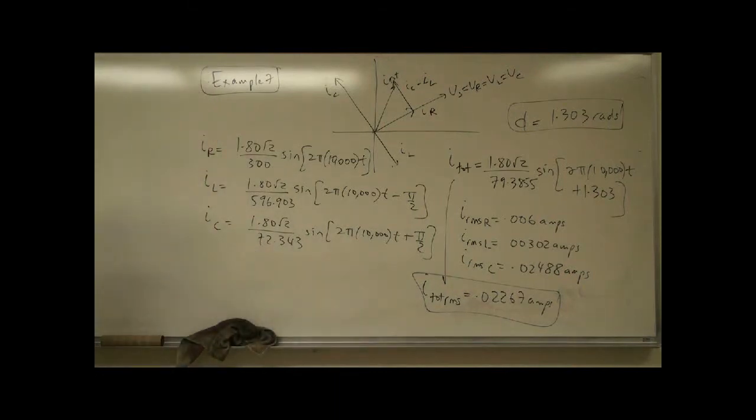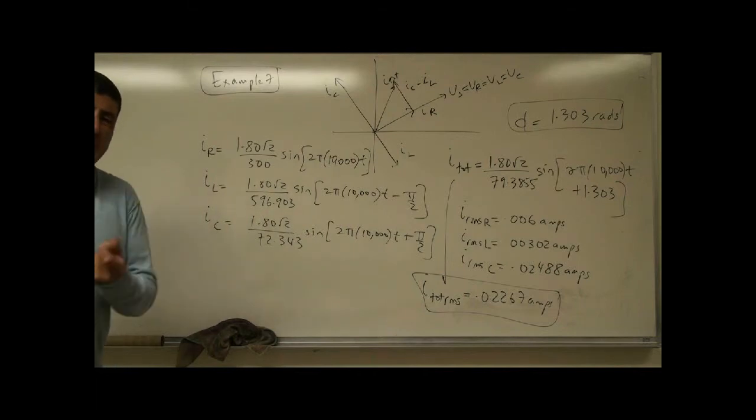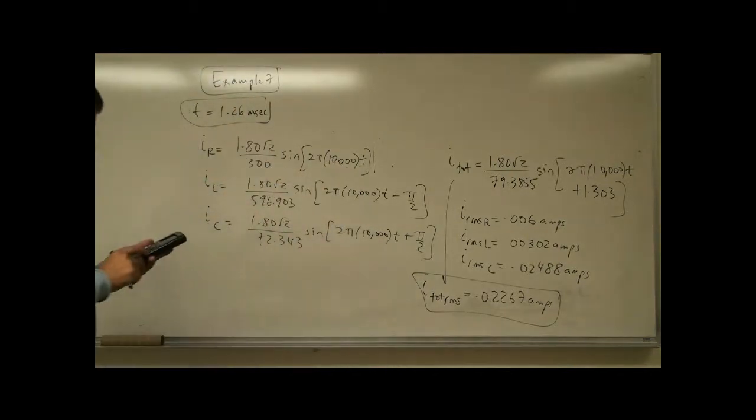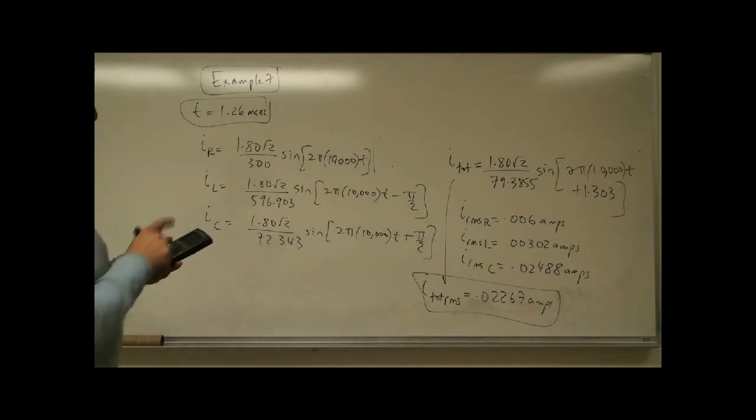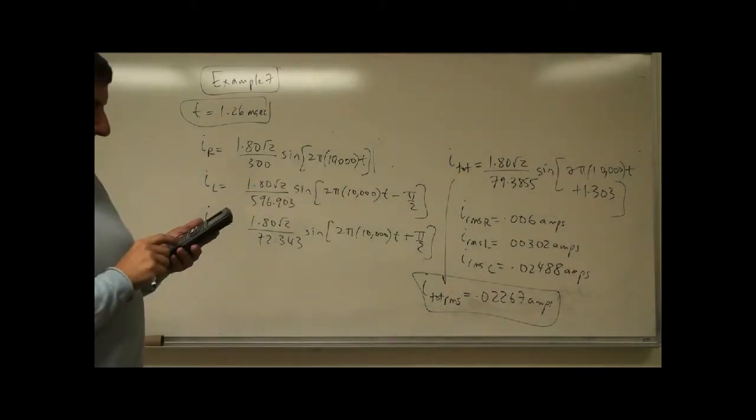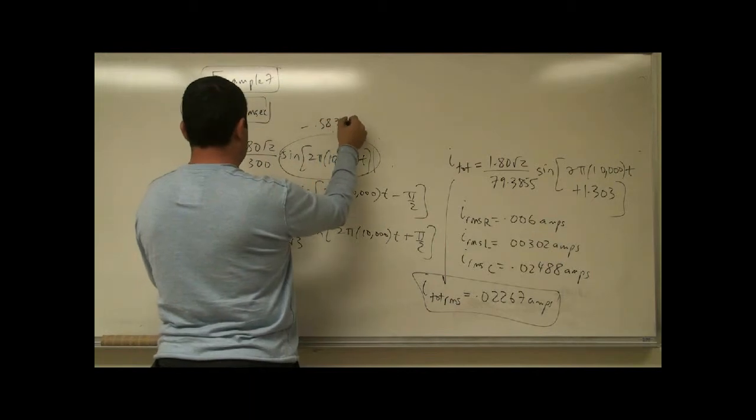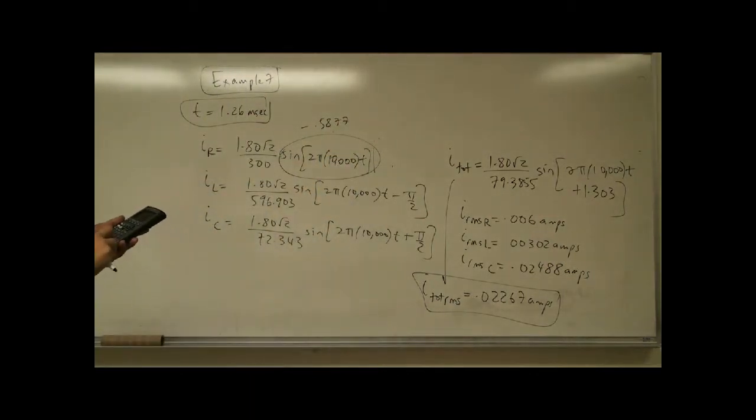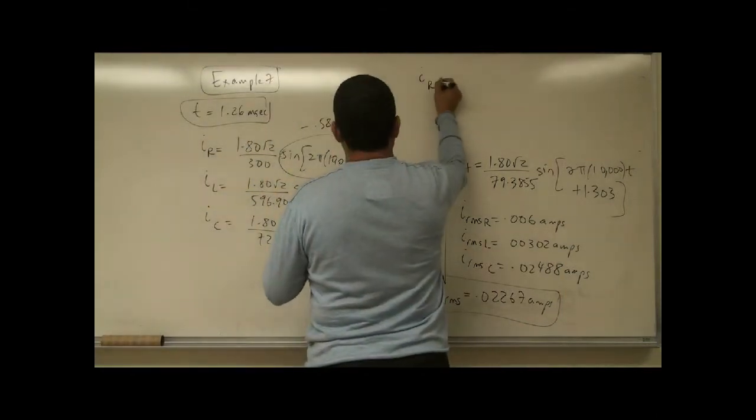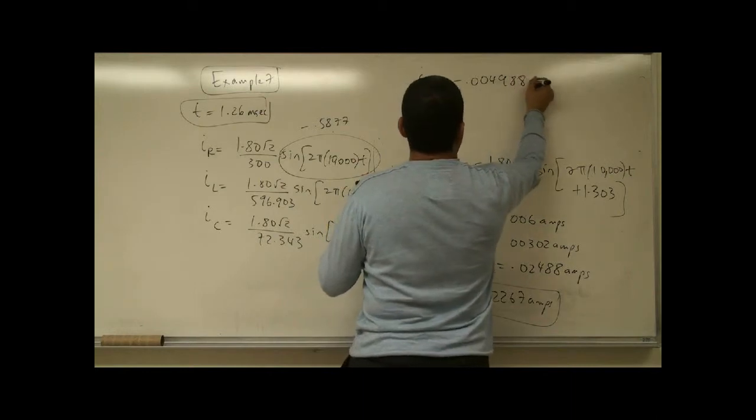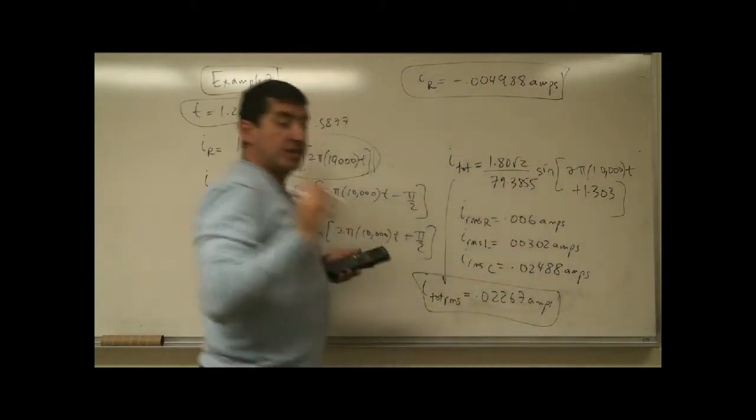Now if the problem tells you at a particular point in time what the value of the current in each is, we put that 1.26 milliseconds into here. So we get sine of 2 pi times 10,000 times 1.26 times 10 to the minus 3. We calculate that. This part gives me negative 0.5877. Then I multiply it by 1.8 times 2 to the power of 0.5 divided by 300. So the current in the resistor comes out to be negative 0.004988 amps.